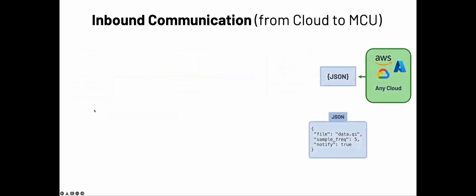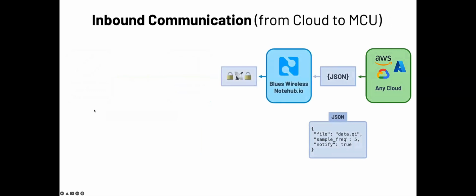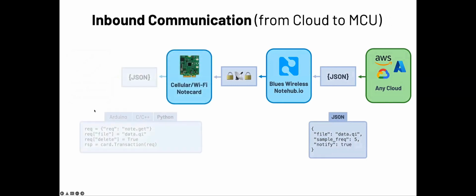And I did want to mention too that communication with the note card is bidirectional. So you can start on your cloud app. You can send a JSON-based request with Notehub using the API we provide. Notehub will securely deliver that JSON payload to a single note card or a fleet of note cards. The note card will then deliver it back to the host.